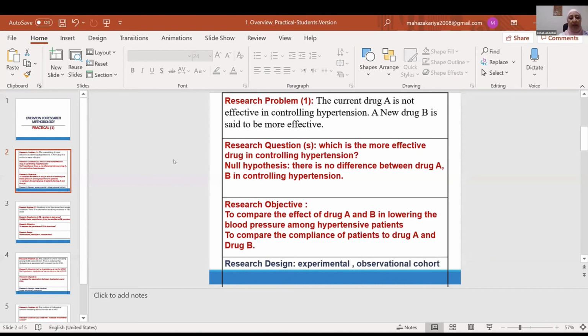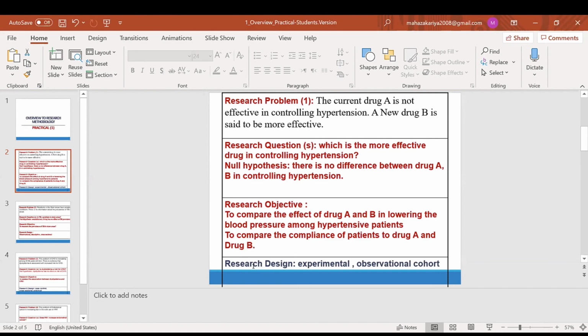Maha, can you please tell us what your group has agreed on for the first question? So for the first problem, the research question is: which is the more effective drug in controlling hypertension, drug A or B? Okay. Thank you. We added the null hypothesis too. Yes, that there is no difference between drug A and B in controlling hypertension. Okay, excellent. Thank you. Dr. Sasha, you can share your objectives, please. Okay. The objective is to compare the effect of drug A and B in lowering blood pressure among hypertensive patients, and to compare the compliance of patients to drug A and drug B.